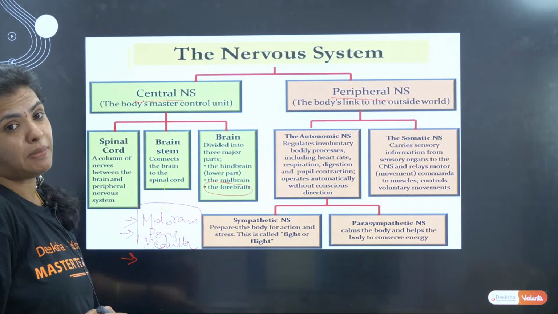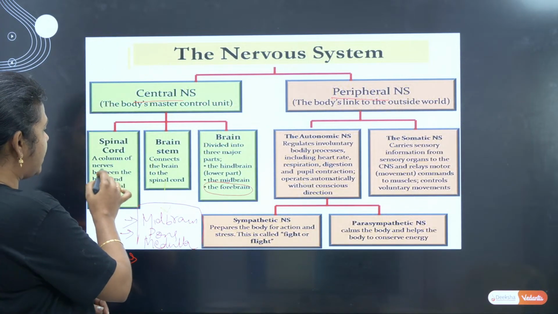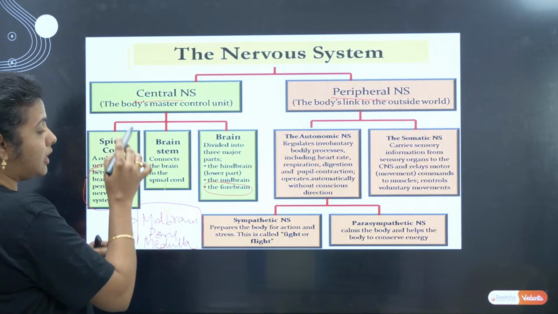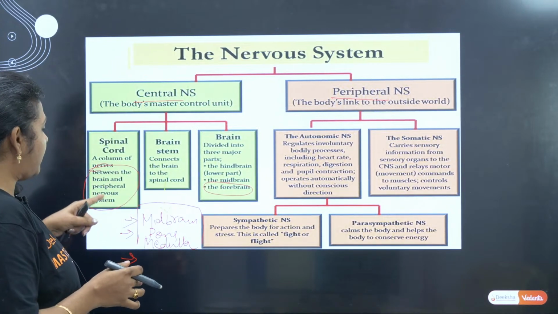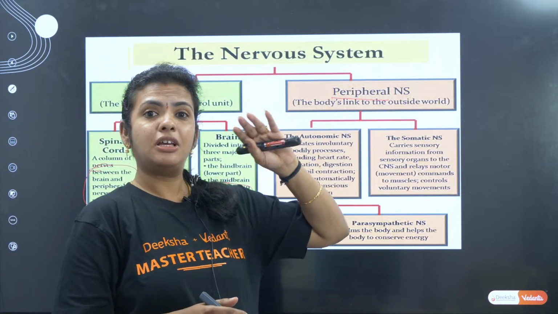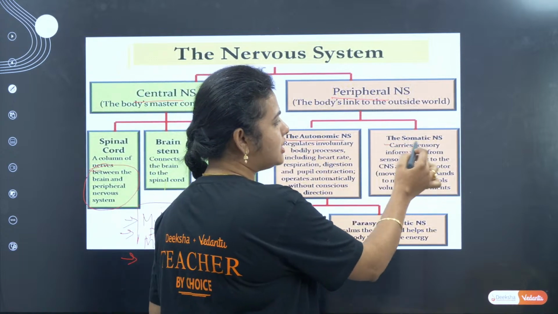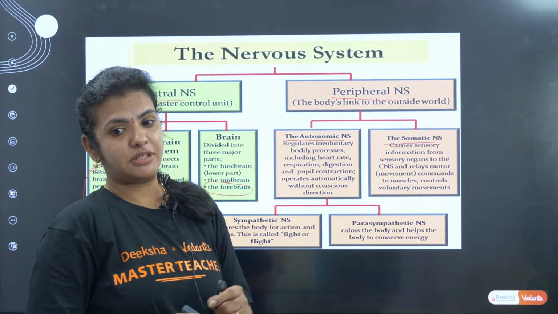And you know what is spinal cord? It is going to comprise of the nerves, okay, and it is going to be a messenger between the brain and the peripheral nervous system. Now, what is the peripheral nervous system? The peripheral nervous system is divided into autonomic nervous system and somatic nervous system.